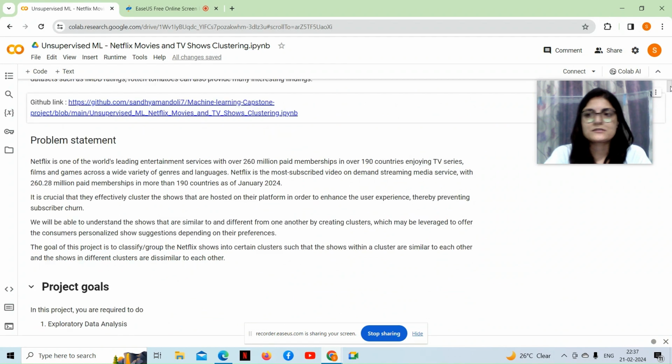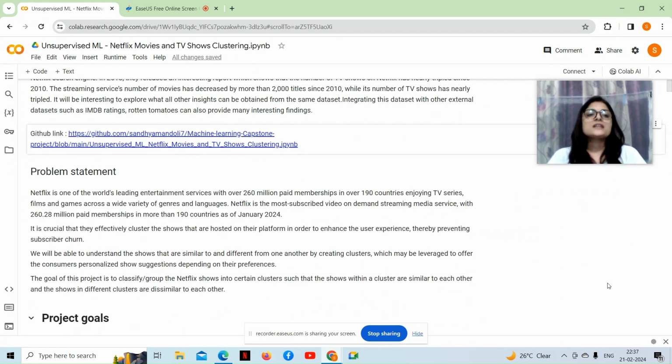So first let's know about Netflix. Netflix is one of the world's leading entertainment services with over 260 million paid memberships in over 190 countries, enjoying TV series, films and games across a wide variety of genres and languages. Netflix is the most subscribed video on demand streaming media service with 260.28 million paid memberships in more than 190 countries as of January 2024.